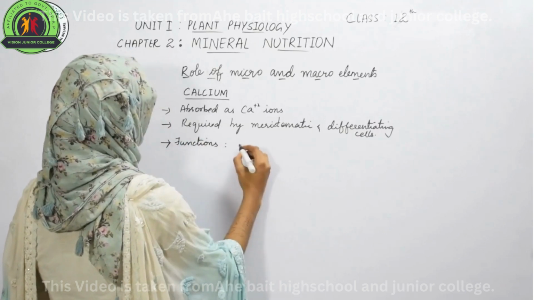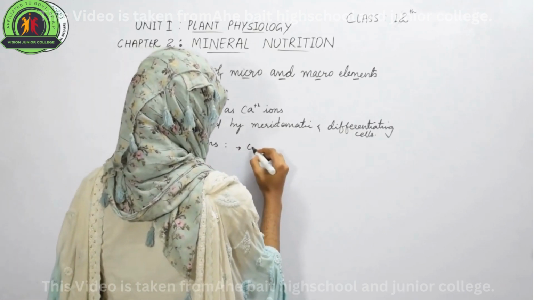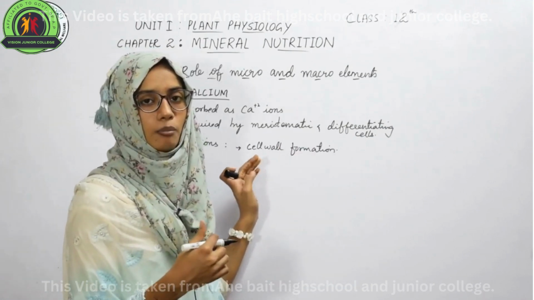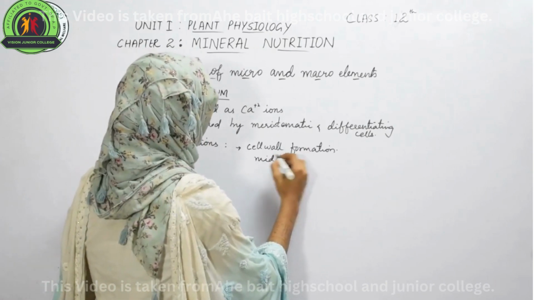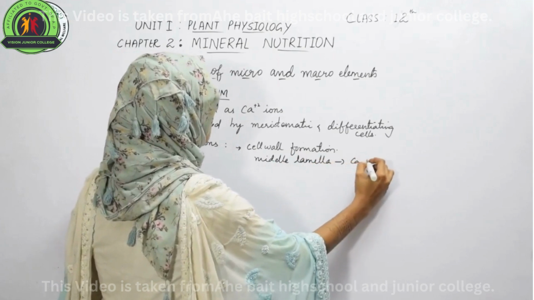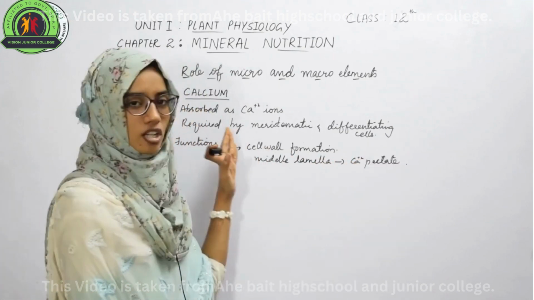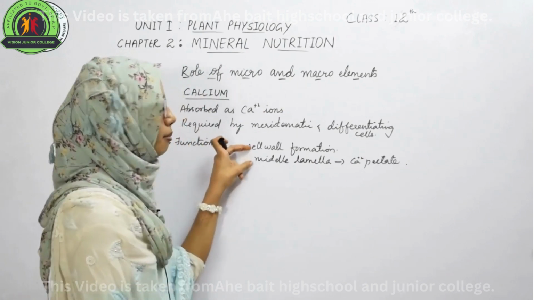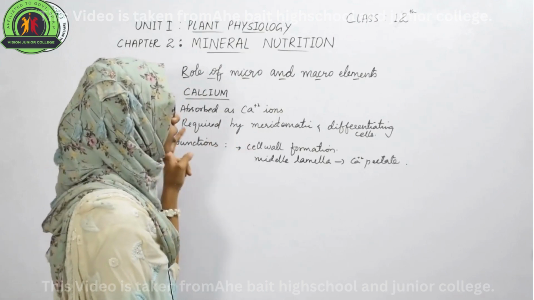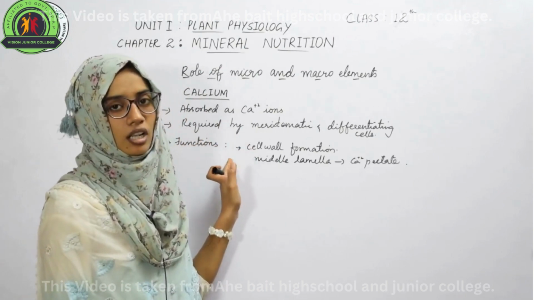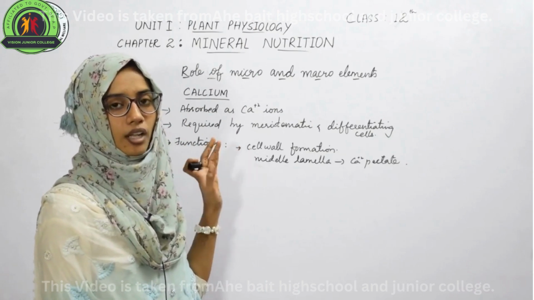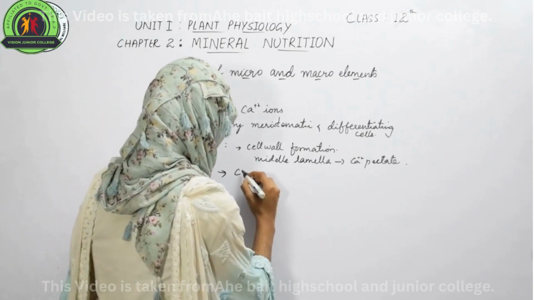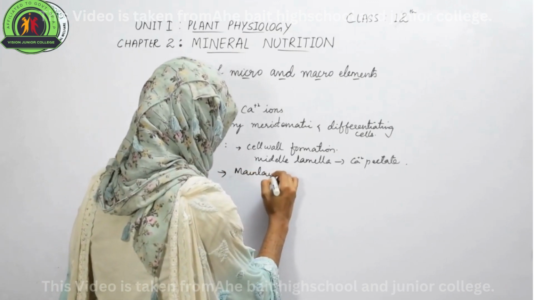The functions of calcium include that it helps in cell wall formation. The cell wall contains a part called the middle lamella, and this middle lamella is made up of calcium pectate. So in this way, calcium is required in order to form the middle lamella in the cell wall. Therefore, calcium is essential in the synthesis of the protective layer called the cell wall. The next function of calcium is it maintains the cell membrane permeability.